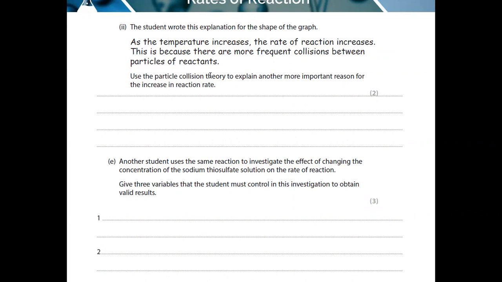So the explanation I told you was that when your temperature is going to increase, your particles are going to have what? More kinetic energy. When they have more kinetic energy, a greater number of particles will have the minimum amount of energy, the activation energy. So more successful collisions will take place. And that is why the rate of reaction will increase. So that's what you write down over here.